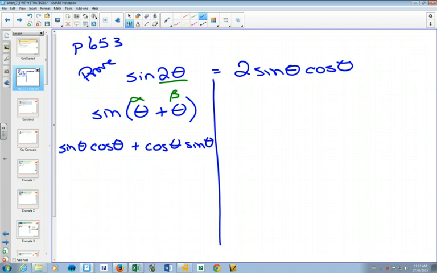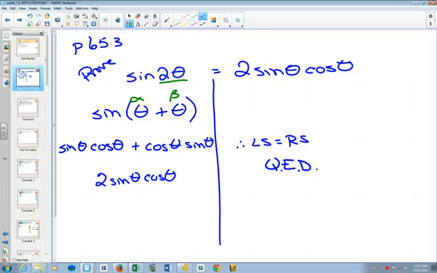Now we go back to kindergarten again. If I have sine theta cos theta plus another sine theta cos theta, what do I get? 2 sine theta cos thetas. The left side equals the right side. And we're done.